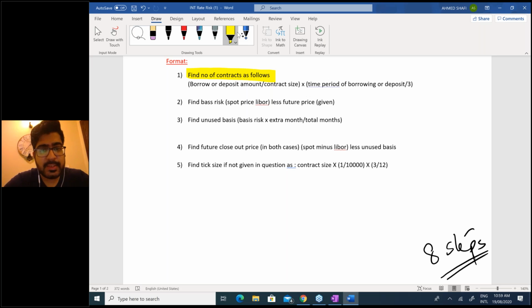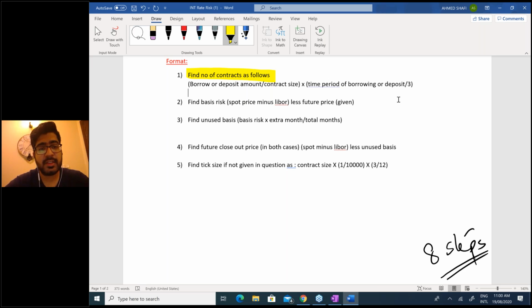Okay. In the second step, you need to find basis risk. The formula of basis risk is spot price minus LIBOR less futures price. Futures price would be given. Then in the third step, you need to show unused basis. It's basis risk into extra months over total months. Now, what is this basis risk and unused basis? I will shortly explain it to you via question. Just see the steps first.